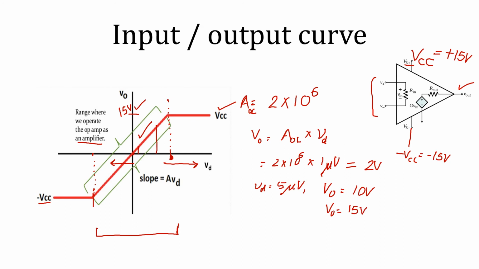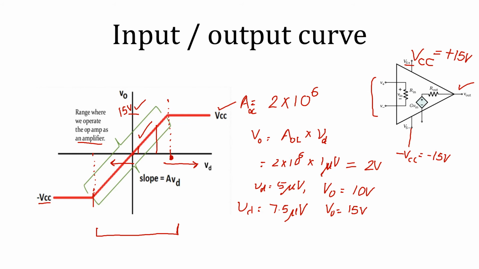Let's keep the gain a constant, 2 into 10 raised to power 6. Yes, the VD should be 7.5 microvolt. So see the power of this operational amplifier. Even a 7.5 microvolt signal can be converted into 15 volt. But sometimes, in fact most of the time, it becomes a problem. Why is it a problem? Let's discuss another scenario.